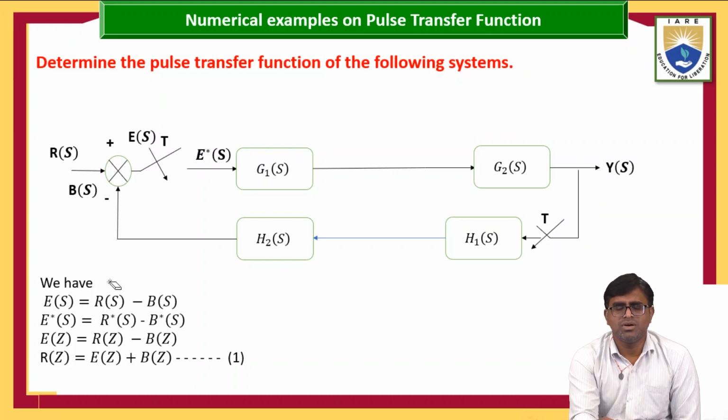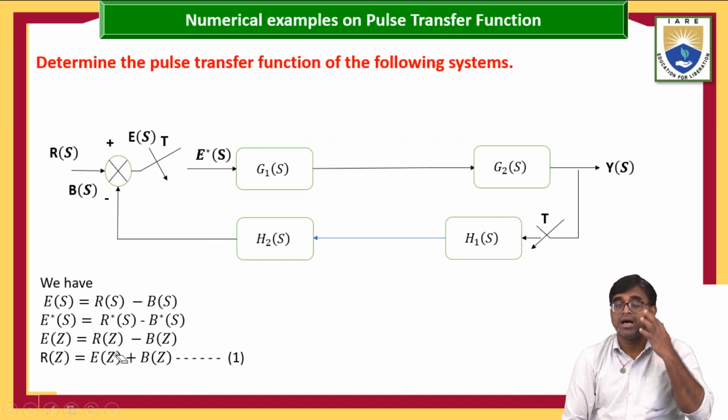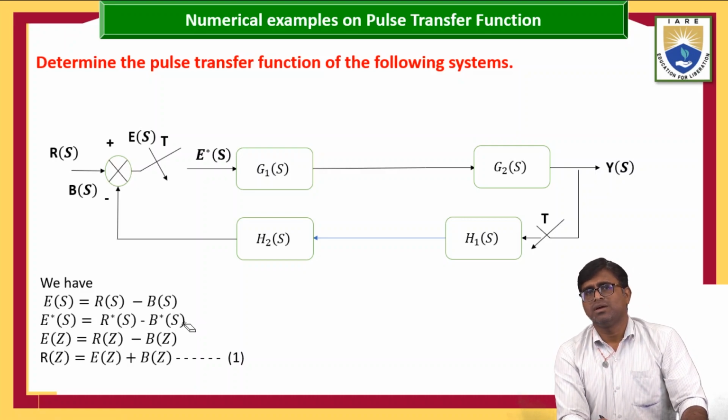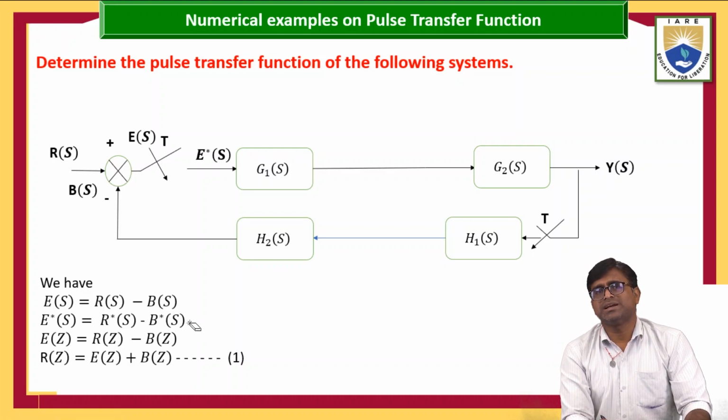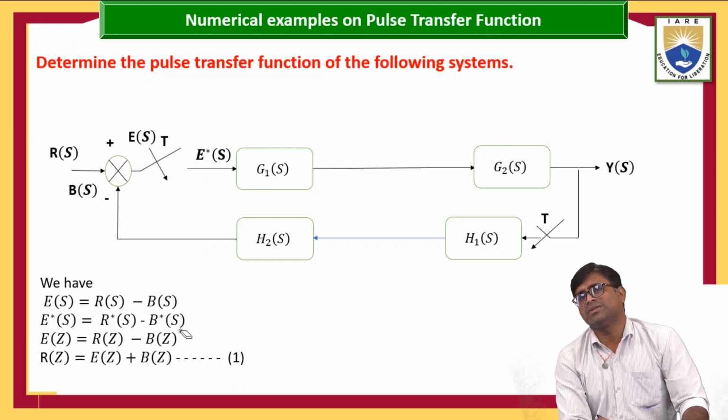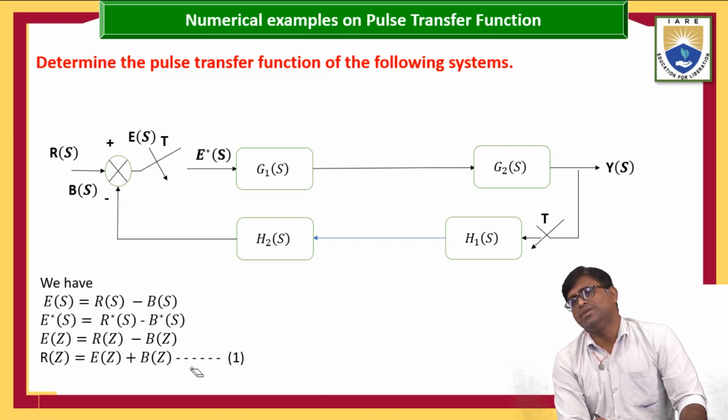E star of S. So already we know this applies for the input function also, the total function for this one. So E star of S is nothing but R star of S minus B star of S. Okay, already we explained in the previous section that when finding the pulse transfer function problems, first of all we have to apply the star Laplace, after that the Z transform, and after that we have to find the final value of the transfer function.